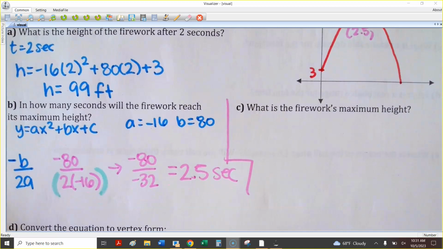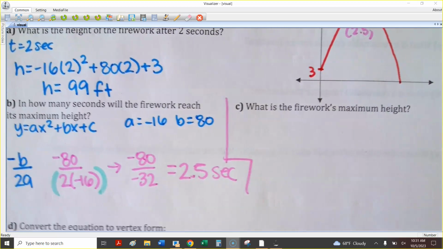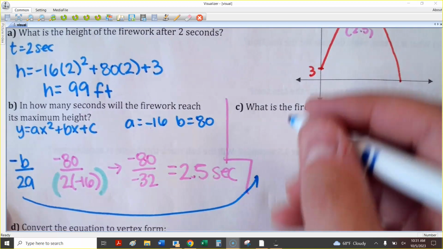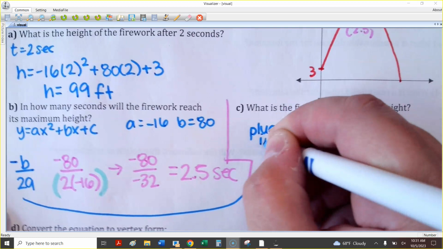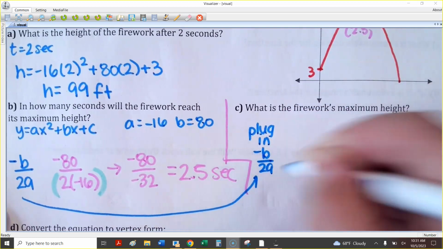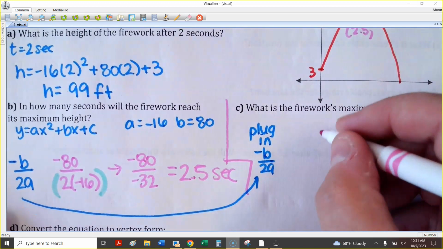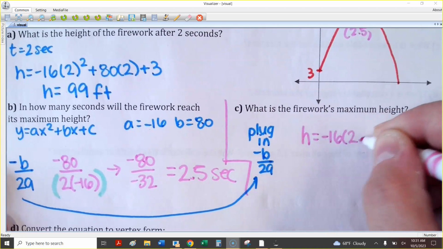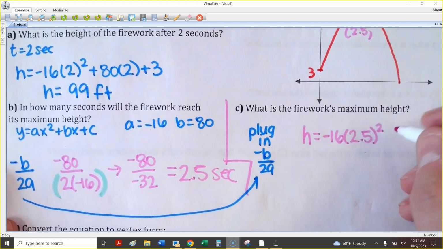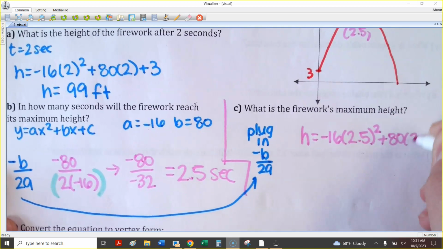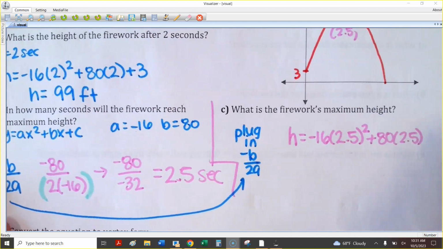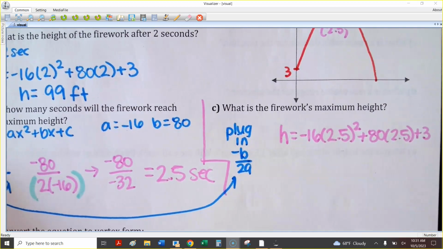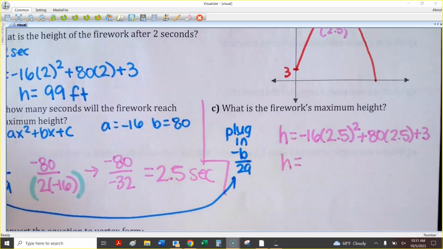You're going to plug it in, right? This is your vertex. So this is your x-coordinate. To get your corresponding y-coordinate, or in this case the height, you're just going to plug in whatever you got for your negative b over 2a. For this question, we got the 2.5. So you're going to grab your lovely formula. Your height at that 2.5 seconds, you're going to do negative 16 times 2.5. Please don't forget to square that. And then plus 80 times 2.5. And then plus that 3. That was the initial height of the table that we launched the firework off of. Can anybody tell me what the height is? What'd you get?